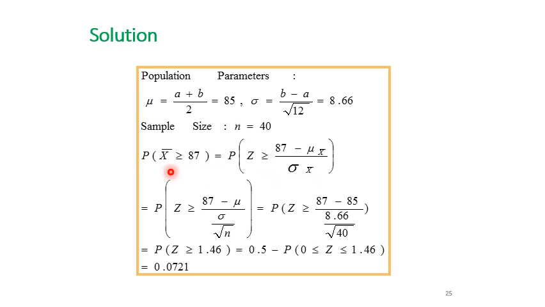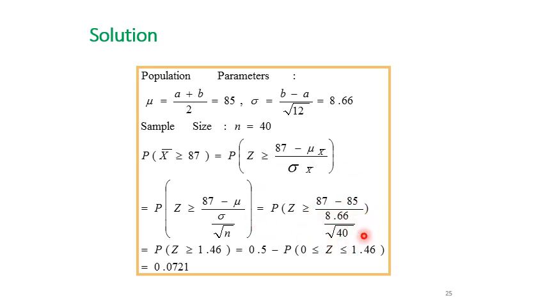So when I standardize this normal random variable x bar, I will subtract the mean 85, but this time I will not divide by sigma. I will divide by sigma over root n, because the random variable we are talking about now is x bar, not x. So I will standardize using mu and sigma over root n. This will move us to this probability statement. The probability that z is greater than 87 minus 85 divided by 8.66 over square root n.